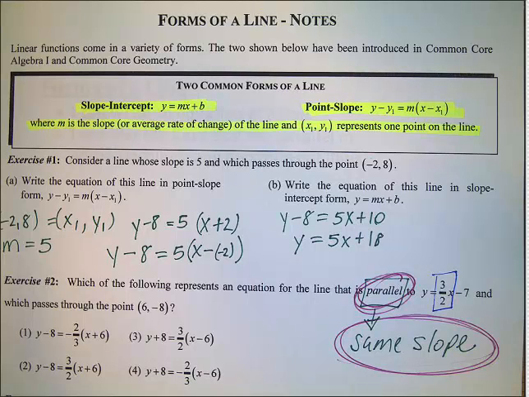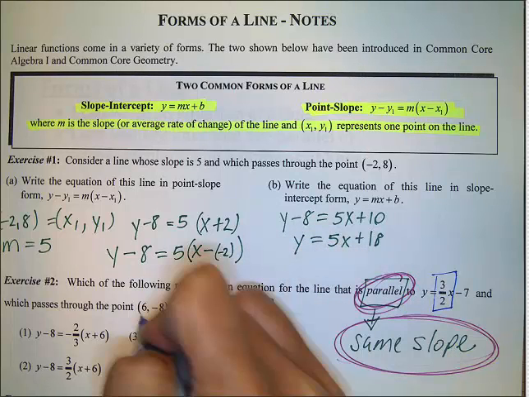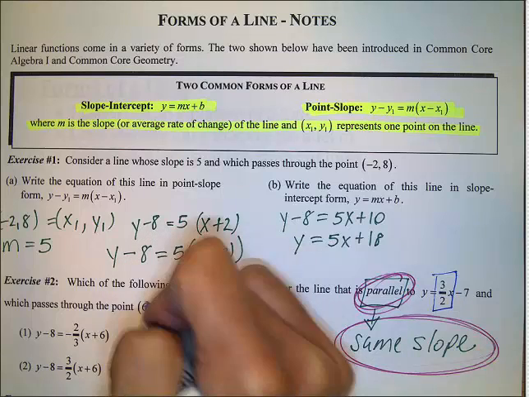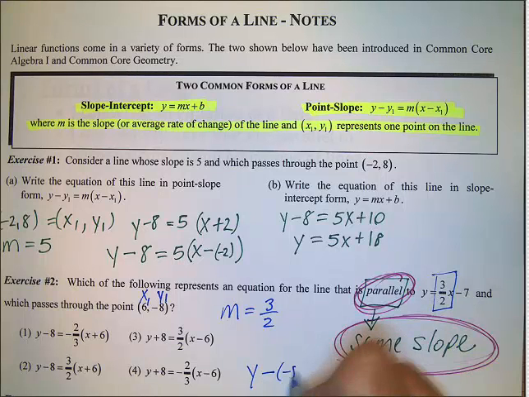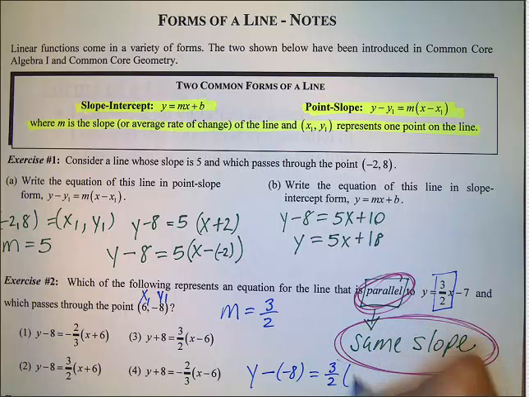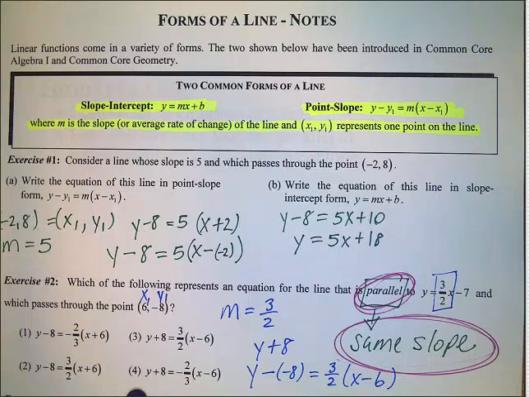So notice these equations are in point-slope form. So our slope is 3/2, and our point is x1, y1, 6, -8. So y minus, what's y1? -8 equals slope 3/2, x minus x1, 6. Remember, this can be written as y plus 8. So we're looking for y plus 8 equals 3/2 times x minus 6. So that would be choice 3.